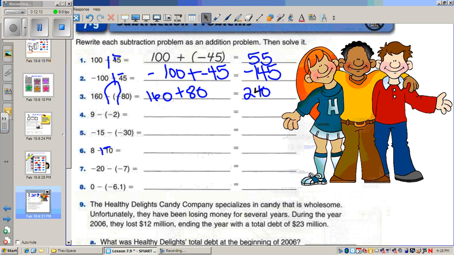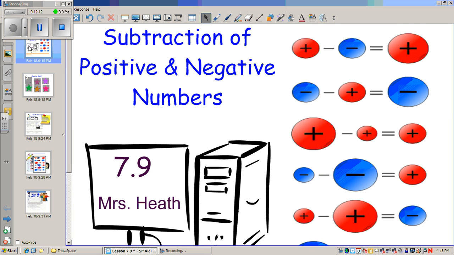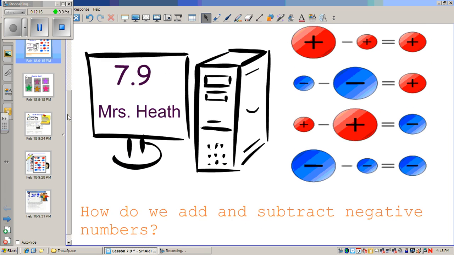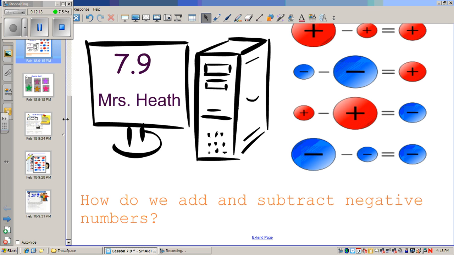Let's go back and review and see if we did do our objective. Subtraction of negative and positive numbers. How do we add and subtract negative numbers? Hopefully you have a little better handle on how to do this, and we will review again in class, and we'll do some more practice.